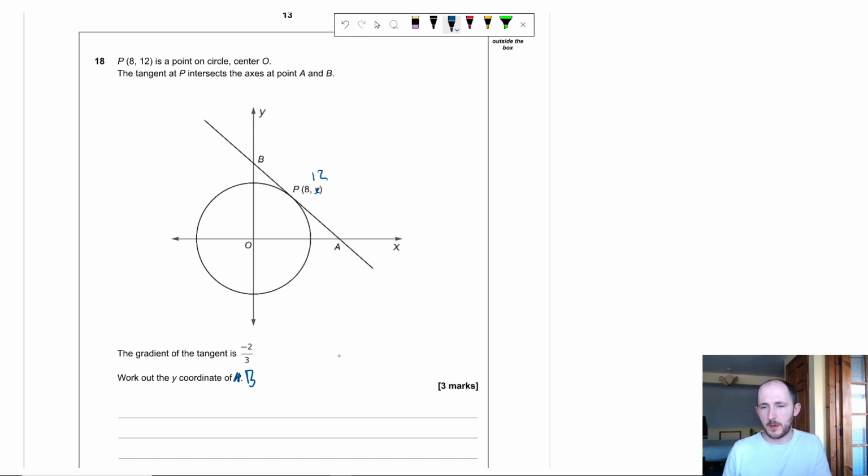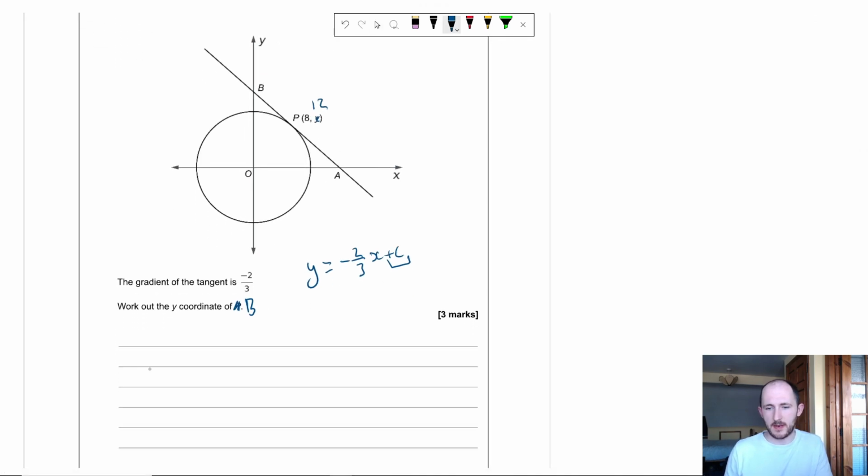We can write our equation for that line as mx plus c, and it tells me that the equation is y = -2/3 x plus c. So effectively all we're doing is trying to work out the value of c. Now we have a coordinate 8 and 12. So when x equals 8, y equals 12, so sub that in, we get 12 is equal to minus 2/3 times 8 plus c.